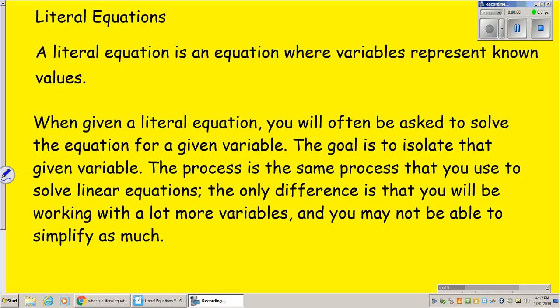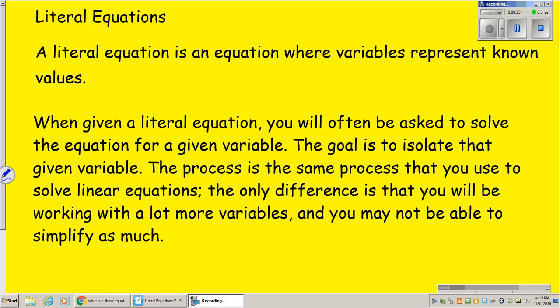First of all, let's talk about what a literal equation is. It is an equation where variables represent known values. You're going to find that when you're given a literal equation, you will often be asked to solve the equation for a given variable. The goal is to isolate that given variable, and the process is the same process that we've been using when we solve linear equations.